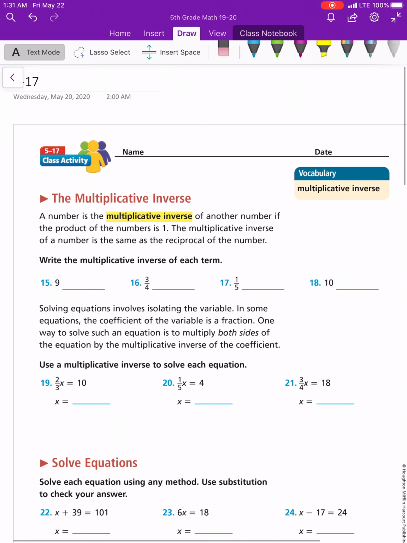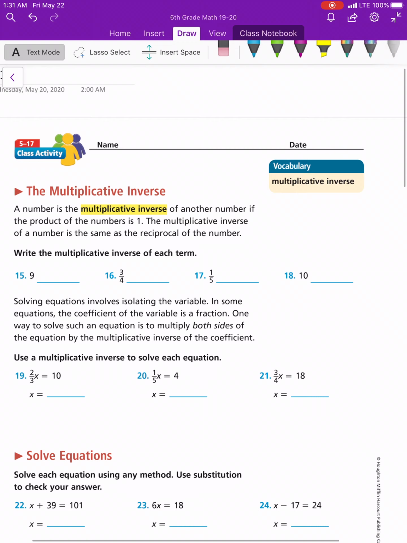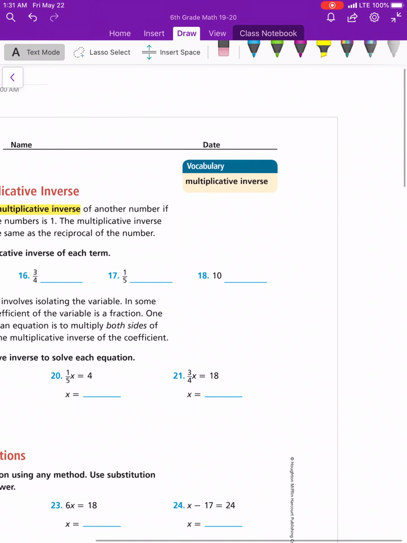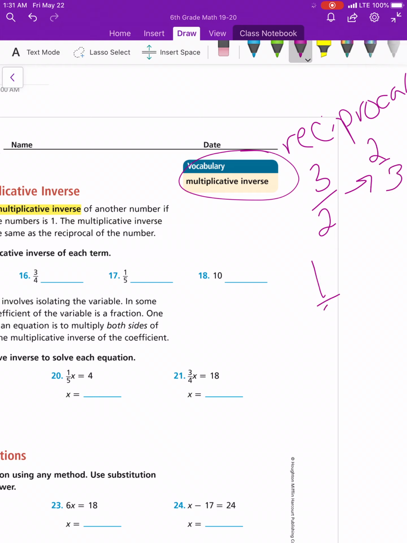Okay, so the multiplicative inverse of a number is another number such that the product of the two numbers is 1. The multiplicative inverse of a number is the same as the reciprocal of the number. So multiplicative inverse means reciprocal. That means 3 over 2 becomes 2 over 3. 1/3 becomes 3 over 1, or just 3. 4 becomes 1/4. Okay, these are all reciprocals or multiplicative inverses.